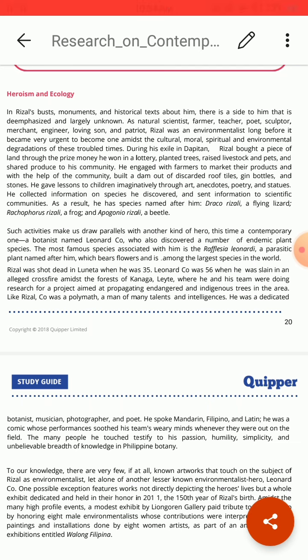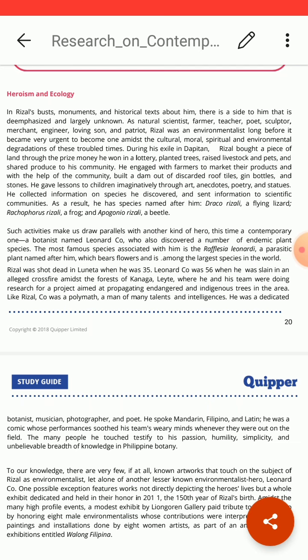Tapos naapod siya yung mga species nga siya ang naka-discover. Unya ginapang sent na niya sa scientific communities, and as a result katong mga species nga iyang na-discovered is na-name after sa iyaha, as katong Draco rizali, a flying lizard, Rhacophorus rizali, a frog, and Apogonio rizali, a beetle. So kanang tulo iyaha nang na-discover nga mga species, then na-name na siya after sa iyaha.